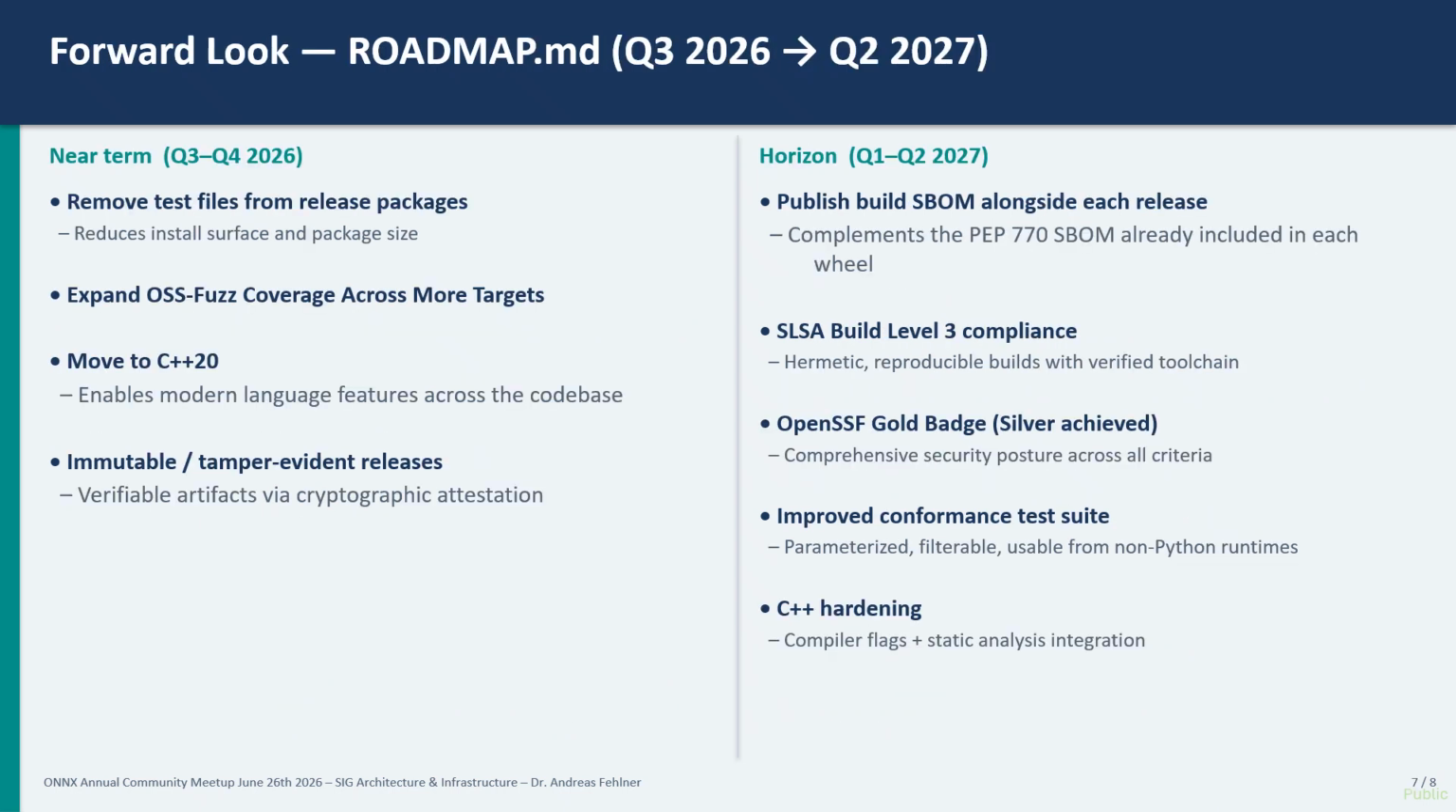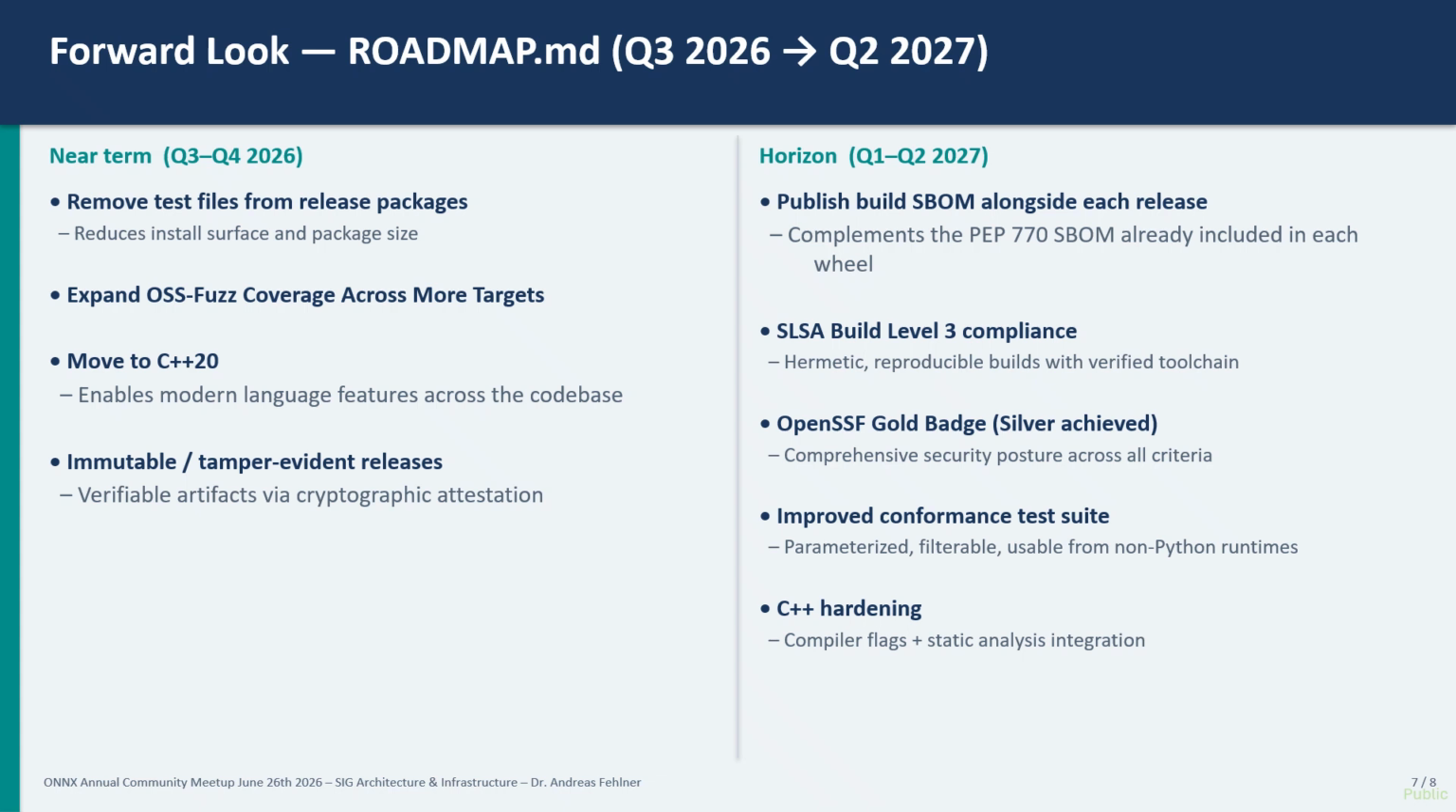Let me give you a quick look at what's coming next. In the near term, we have three priorities. First, we'll remove test files from release packages to reduce attack surface. Second, we are expanding our fuzzing coverage. And third, we are migrating to C++20, giving us access to modern language features across the entire codebase. Looking further ahead, in early 2027, we plan to publish a dedicated build SBOM alongside each release.